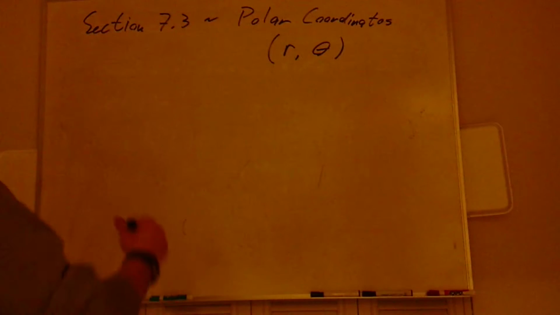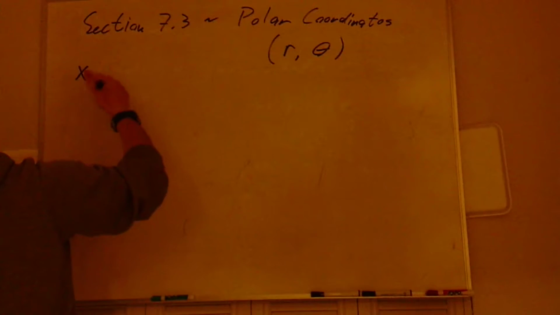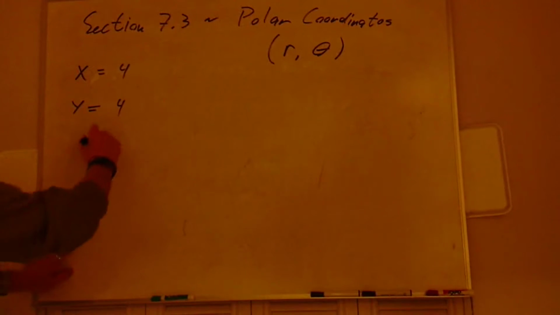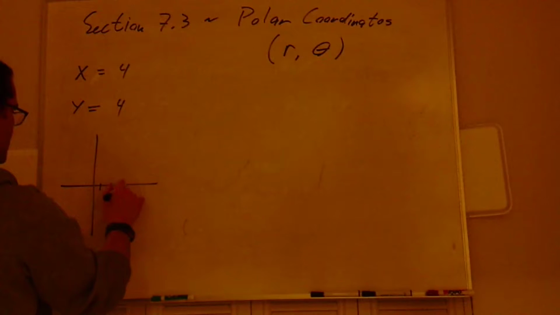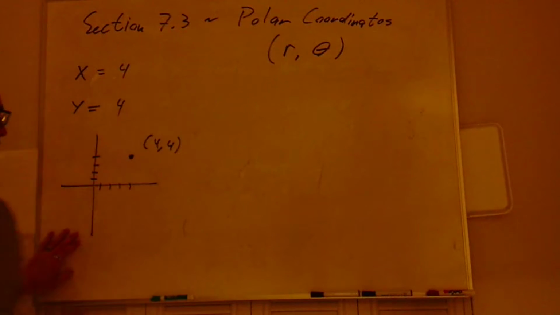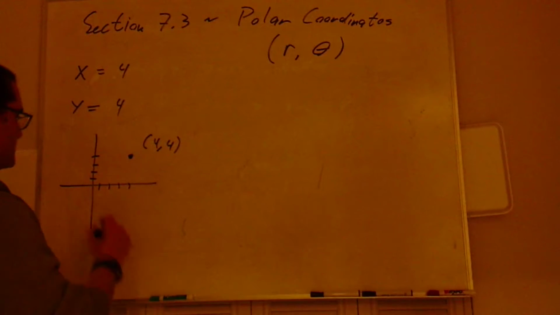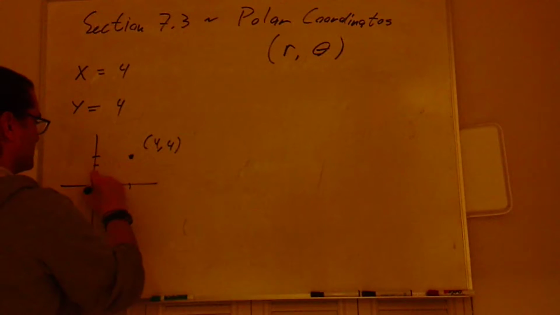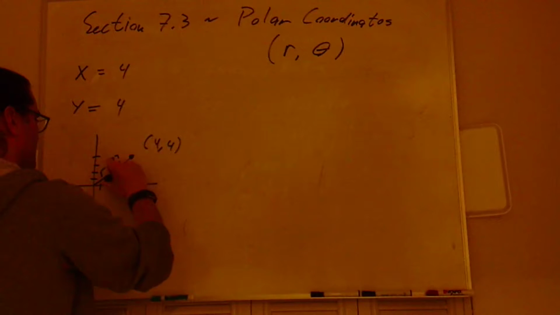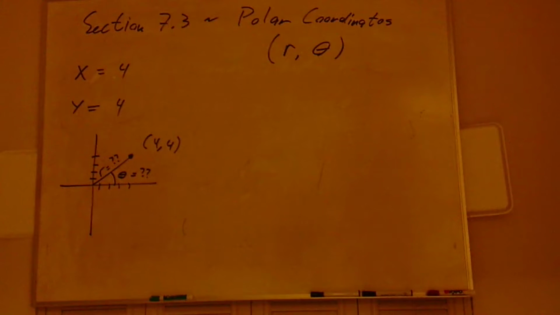So let's talk about, if you're given x and y coordinates, how you can turn that into polar coordinates. We'll start with something pretty simple. If x equals 4 and y equals 4. In rectangular coordinates, that means I go 4 to the right and 4 up, and I end up at this point, (4, 4). If I want to transform this point into something expressed in polar coordinates, I need to know two things. I need to know this distance, and I need to know this angle. So I need my r, and I need my theta.